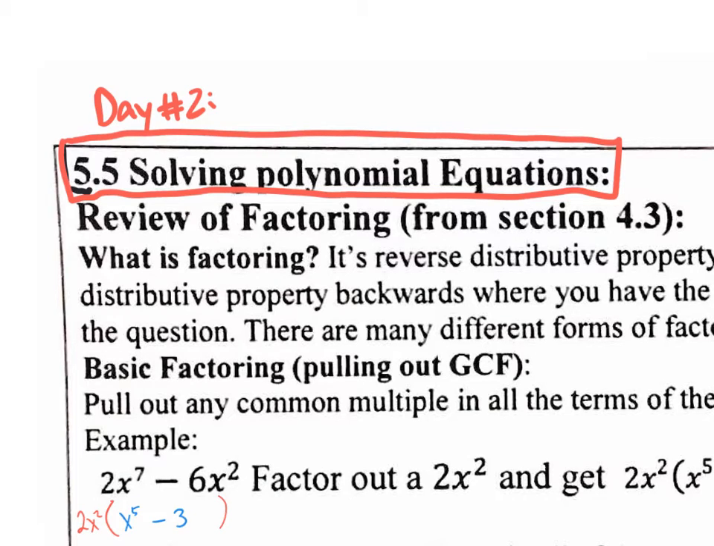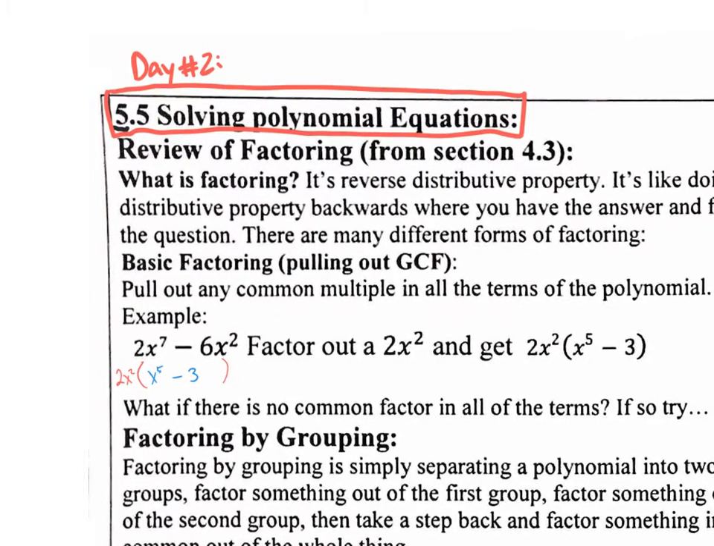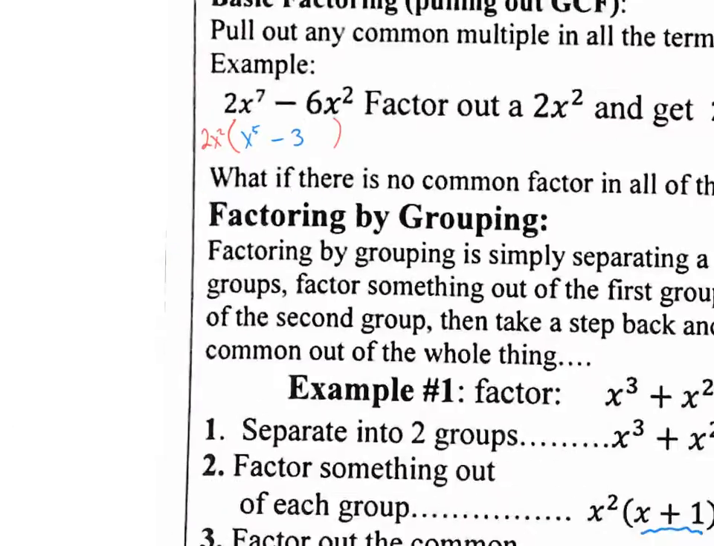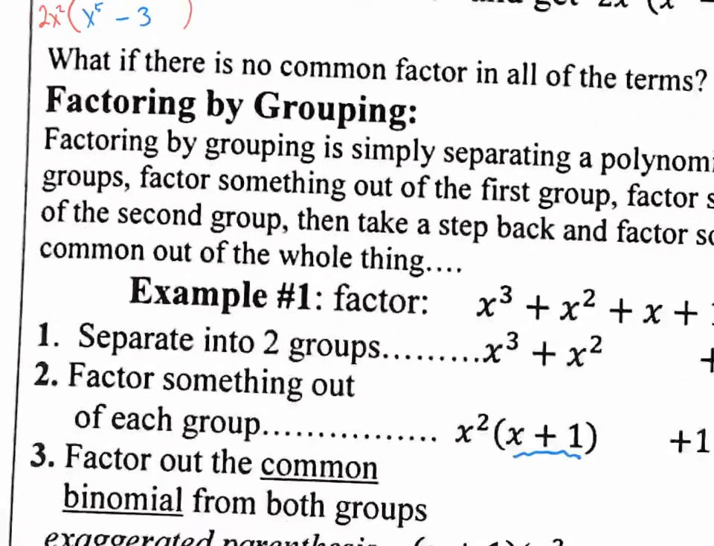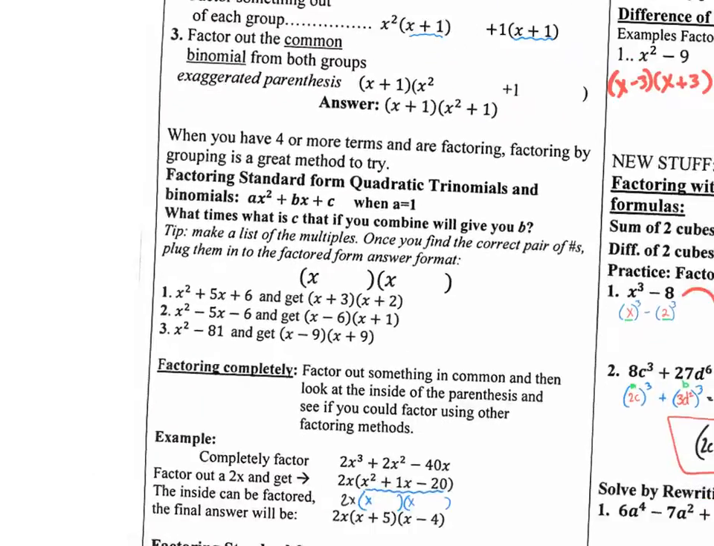So this is day 2 of section 5.5, and yesterday all we did was review factoring methods. We didn't even actually get to solving polynomial equations. Yesterday you guys just took down some notes. We didn't actually give you a handout. Why not? Because you've already done pulling out the GCF. You've already factored by grouping, right? So we reviewed all that yesterday.